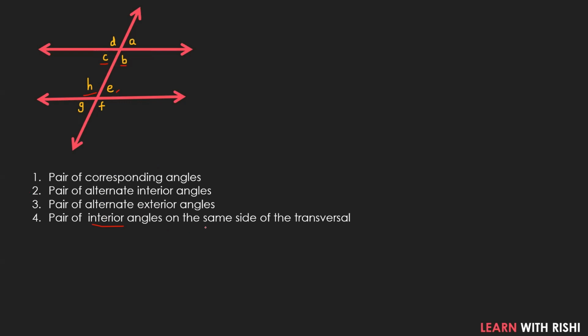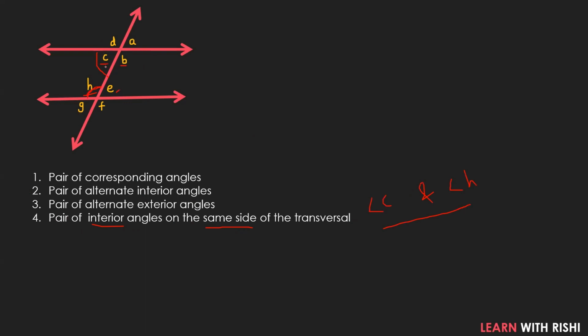Then they are talking about the same side of the transversal. Now if I'm talking about angle C, I need to talk about only the same side. You have to consider the same side. So if you consider the same side, here it will become angle C and angle H. So these two angles will be my pair of interior angles on the same side.